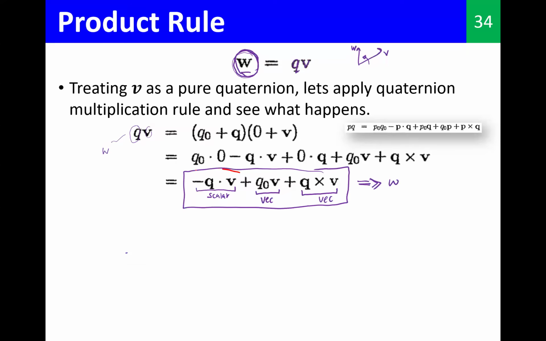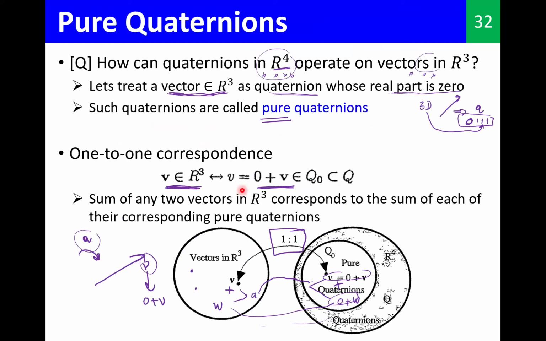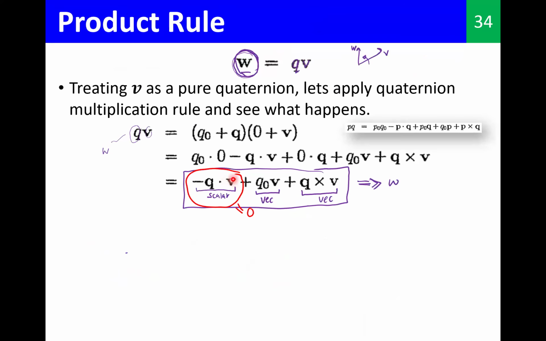This part over here should be equal to 0. Remember, in the previous slide I told you for each vector I can find a corresponding pure quaternion in the quaternion space, right? So if I'm expecting a vector, there should be a corresponding pure quaternion in this particular part. Therefore, in this answer also, this has to become 0.